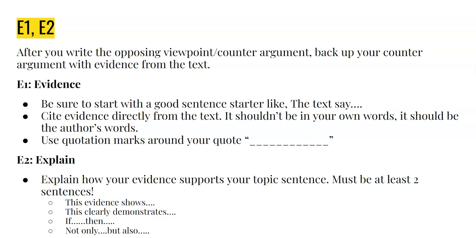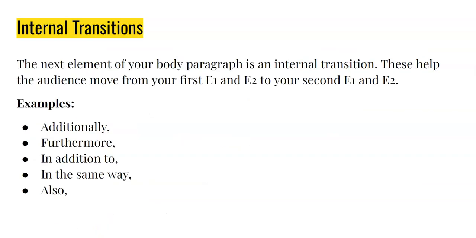After that E1, you're going to give an E2. Remember, the E2 is in your own words, and it is an explanation of why that piece of evidence supports your counter argument. In other words, you're telling your audience why you are right and why the other side is wrong. And remember that our E2s should be at least 2 sentences, and we do have a few sentence starters that you could use for your E2s, such as this evidence shows, this clearly demonstrates, if then, or not only, but also.